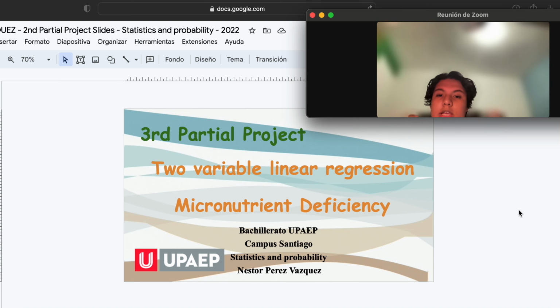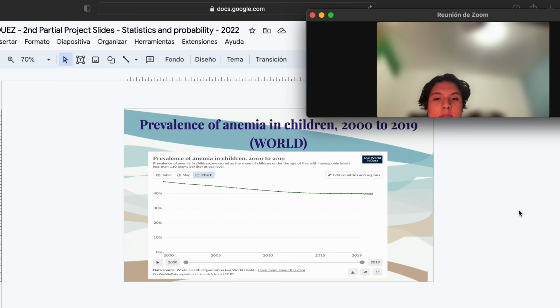My name is Nestor, and today I'm going to talk about my third partial project of two-variable linear regression. My theme is micronutrient deficiency. My subtheme is prevalence of anemia in children from 2000 to 2019.